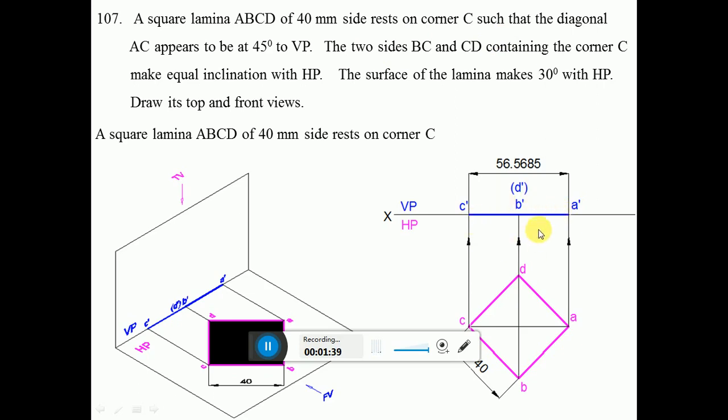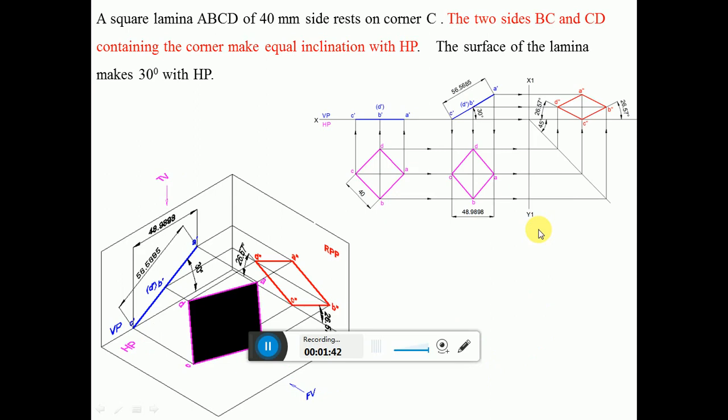Now in the second position, a square lamina ABCD of 40 mm side rests on corner C. The two sides BC and CD containing the corner make equal inclination with HP. The surface of the lamina makes 30 degrees with HP. So what does it mean? He says the corner C is resting on HP, that is C dash. And the surface of the lamina makes 30 degrees with HP, so you can see here the 30 degrees with respect to HP.